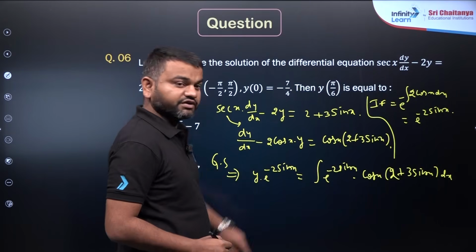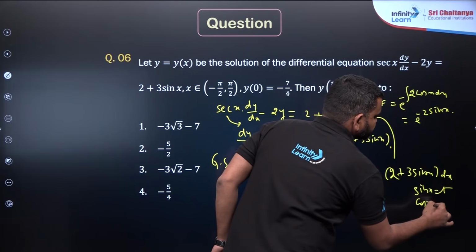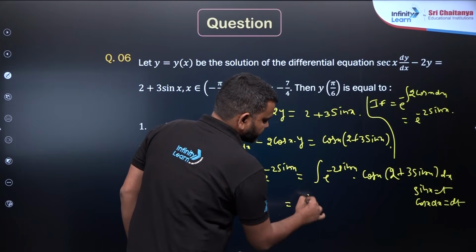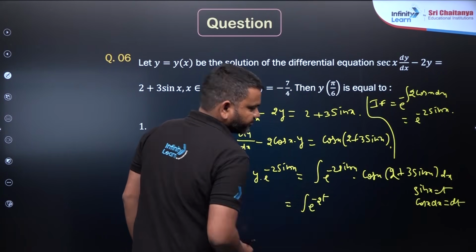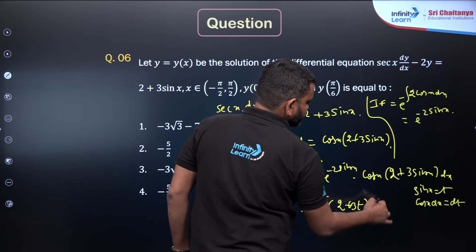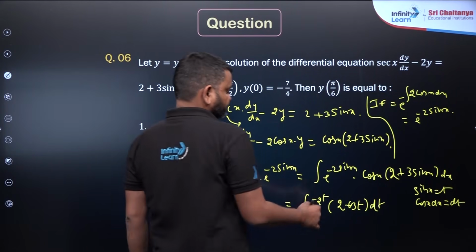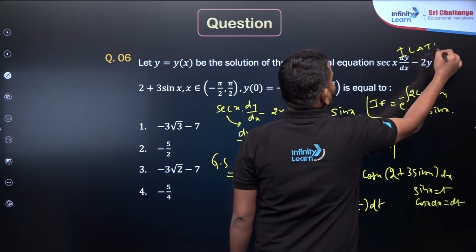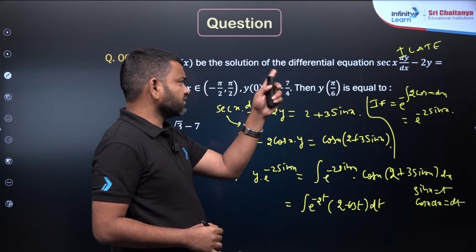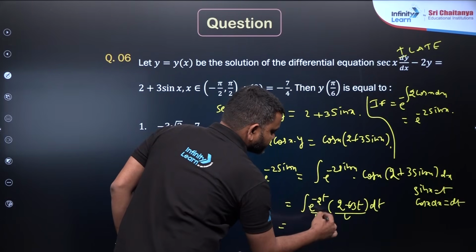So children, here what we are going to do is take sin x equals t, so that cos x dx becomes dt. That will make the integration a little bit easier. This is now going to become e power minus 2t into 2 plus 3t dt. So use the UV rule here, ILATE: first inverse, logarithm, algebra, then exponential. So I write this first as u, and this is going to be v for us.